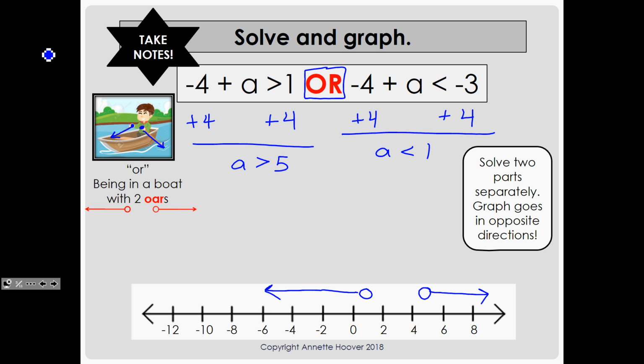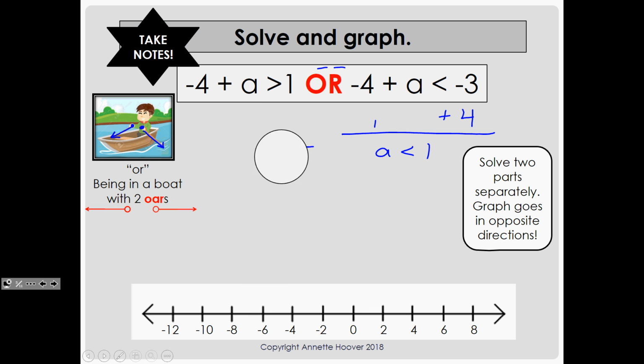You can see here the two oars. You can imagine a person on a boat with two oars, and they're oaring. The solution is everything on both sides, not in the center. So 2 is not a solution, 3 is not a solution, 4 is not a solution, or any of the decimals or fractions that go with those. But it's everything greater than 5 and less than 1. So it will graph in opposite directions like that.